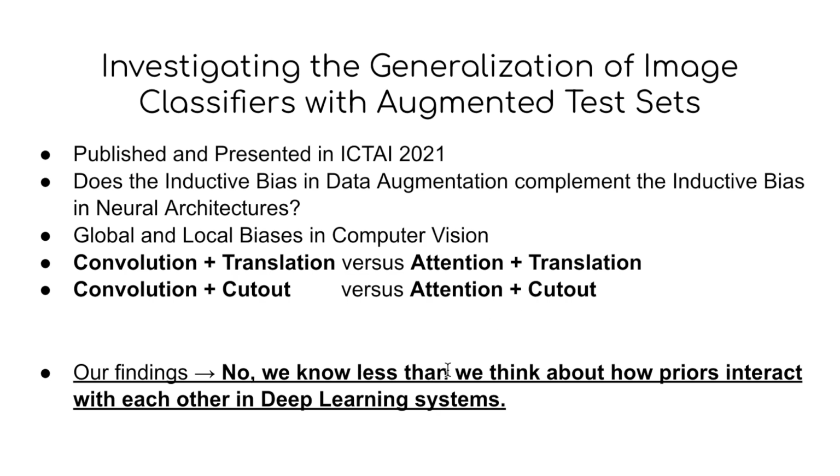Our finding is that we know less than we think about how priors interact with each other in deep learning systems. Even though we may be able to understand one prior knowledge idea isolated by itself, once they start to interact and you have the global and local bias in architecture as well as the global and local bias in augmentation, you can no longer really predict what's going to happen as these biases interact with each other in these highly complex deep learning systems.